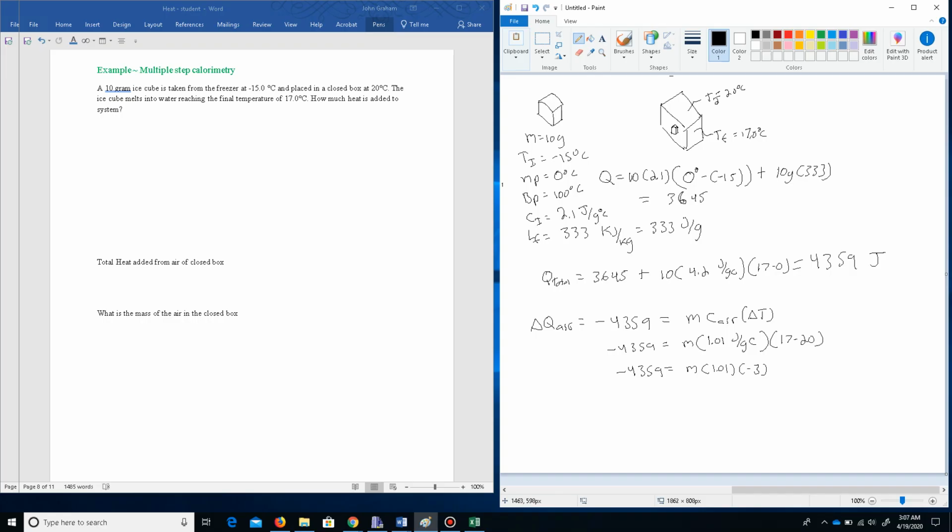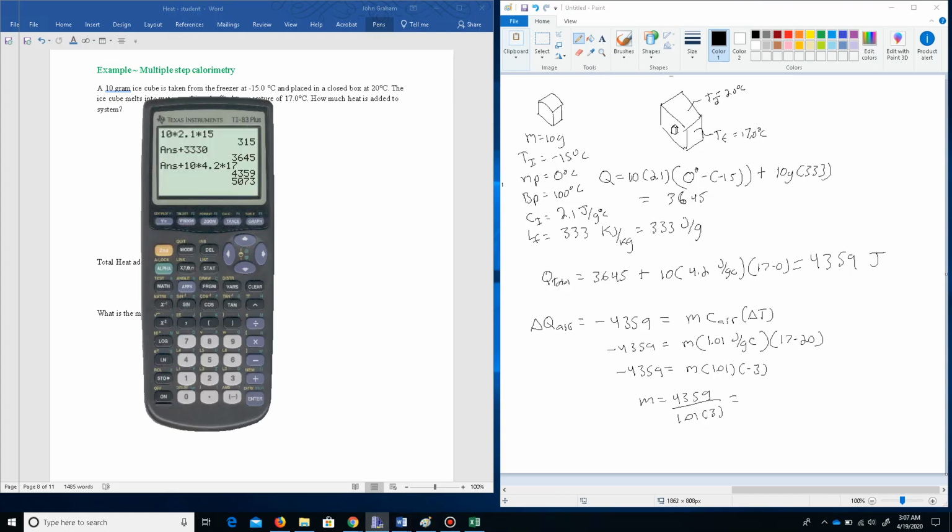Alright, these two negatives will cancel out. So mass is 4359 over 1.01 times 3, and we can find the mass of the air. So 4359 divided by 1.01 and divided by 3. That's 1438.6 grams.